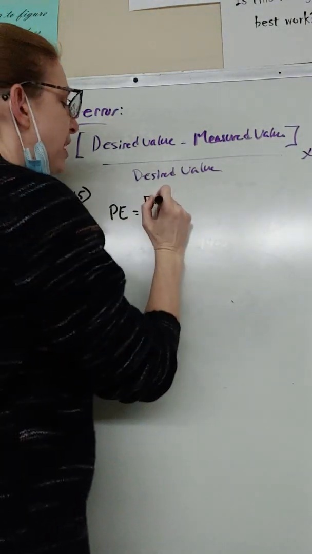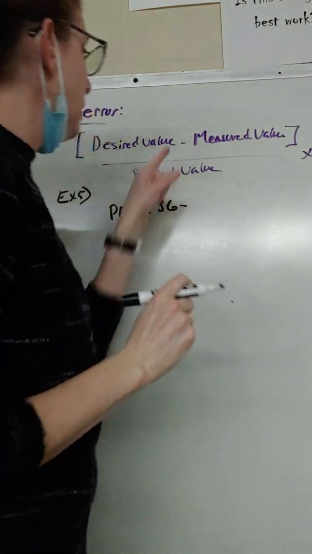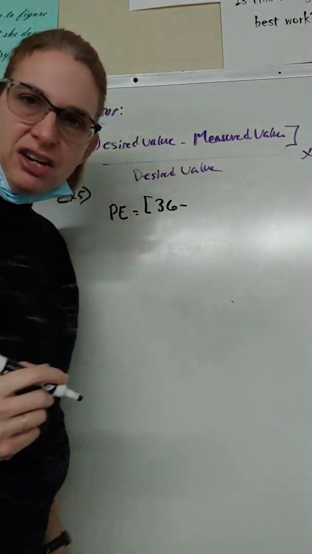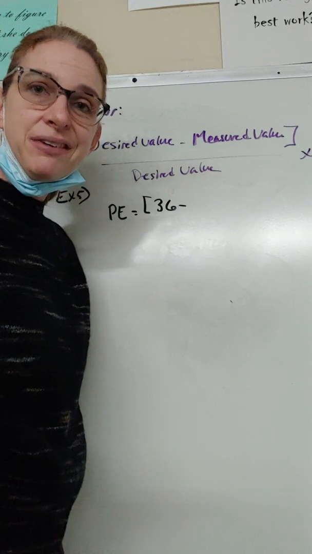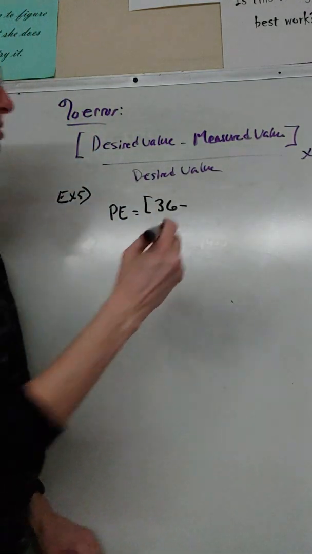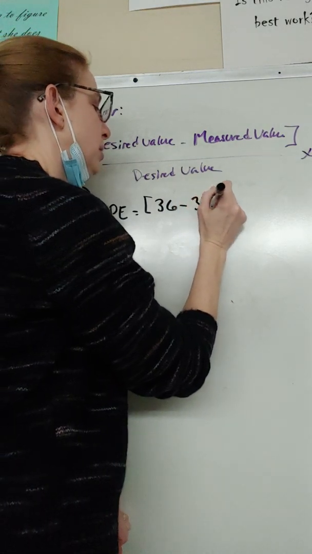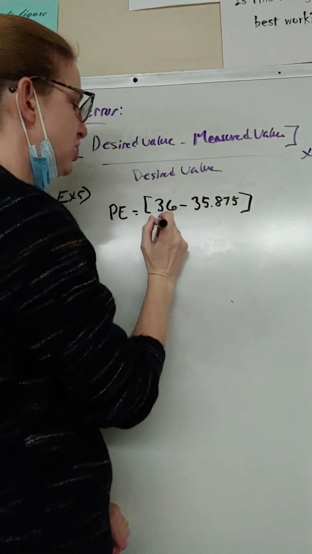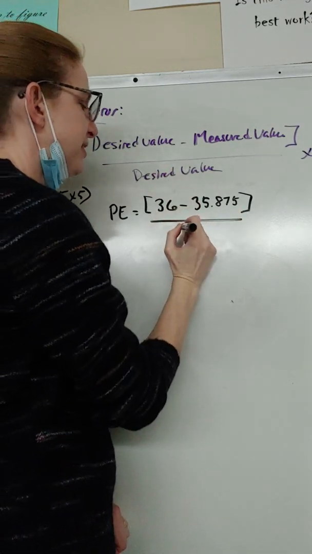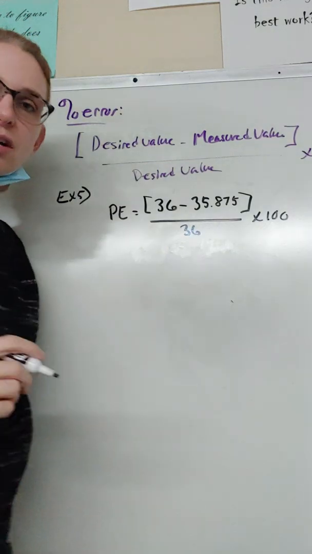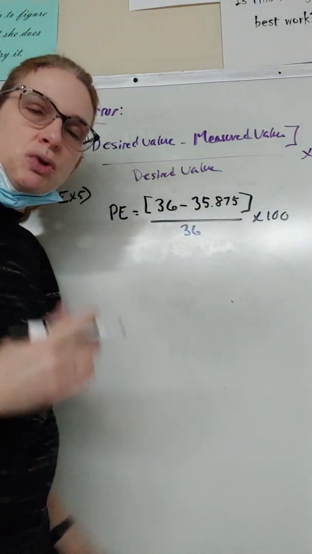I'm going to plug in those numbers. So my desired value was 36 inches minus my measured value, and they change. Remember how I changed that to a decimal? I just divide 7 divided by 8 and plunk that on. So it's going to be 35.875. You could leave it as a mixed number, but I would recommend changing it to a decimal. Divided by the desired value, which is 36, and times 100. This looks like a mess. It's really not. Do it one part at a time.